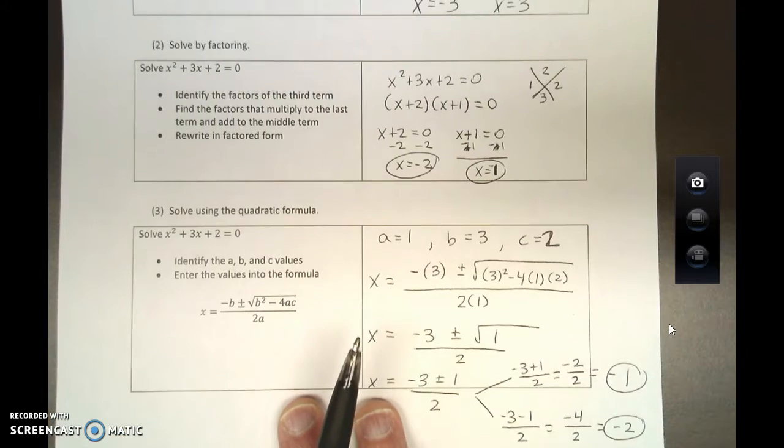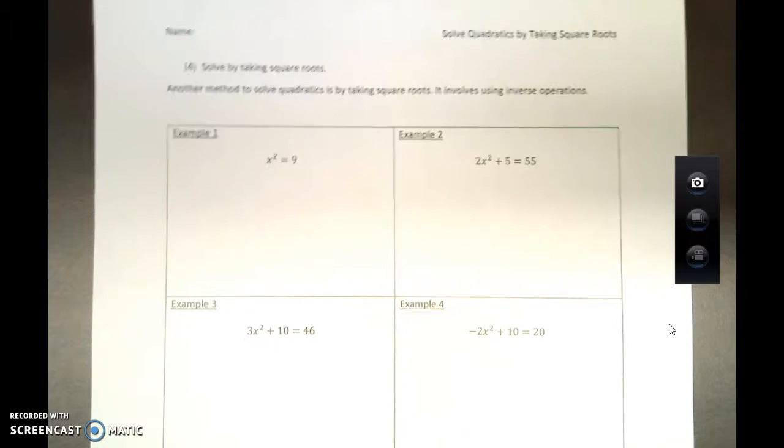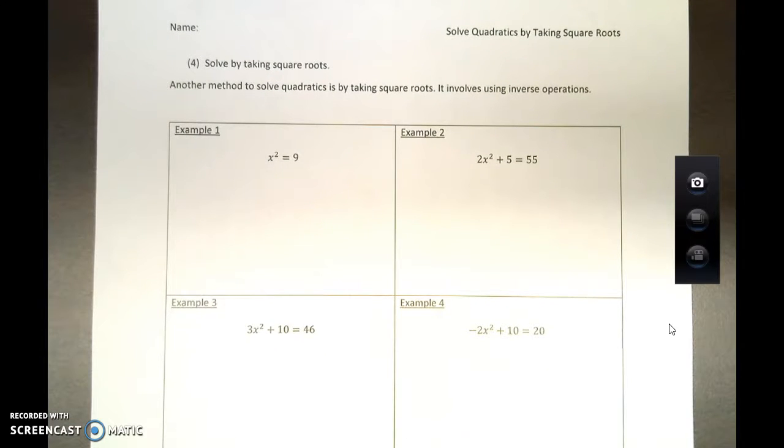Alright, the last method we're going to learn today is solve by taking square roots. So we've learned how to do the undo of operations. Like, for example, adding undoes subtracting, and multiplying undoes division. So we're going to do the inverse of the square function, and the inverse of the square function is square rooting.